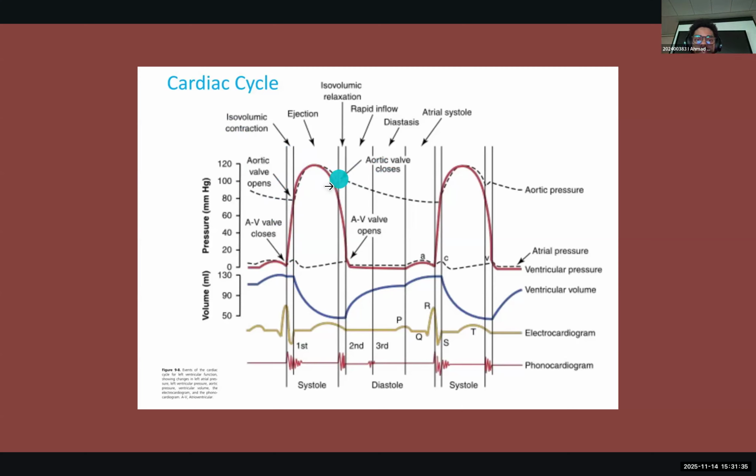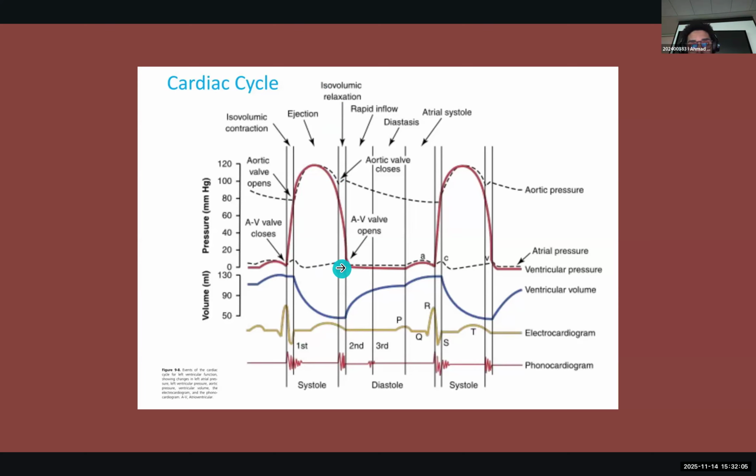the pressure in the aorta exceeds the pressure in the left ventricle. And as a result, what happens? The aortic valve closes to prevent the blood from flowing back into the left ventricle. So as a result, we enter another phase, which is isovolumetric relaxation. Again, the AV valve, the mitral valve, is still closed, and the aortic valve up here is also closed. The ventricle is relaxing, but there is no blood flowing into it. That's why the volume again remains constant, isovolumetric relaxation.